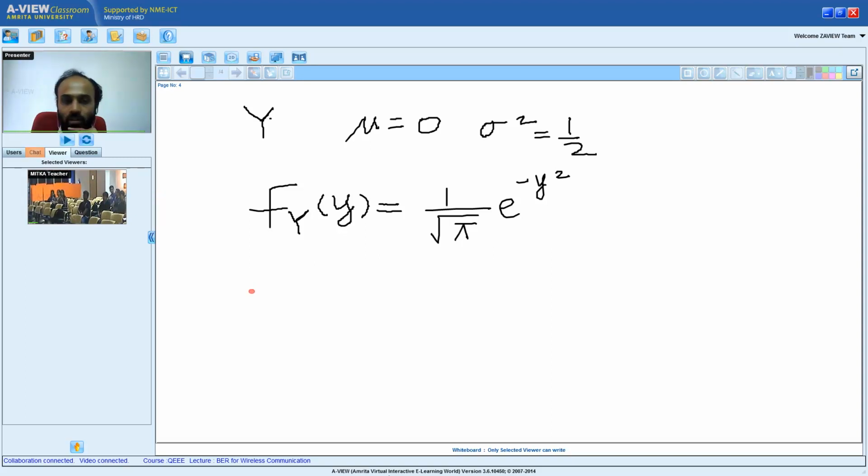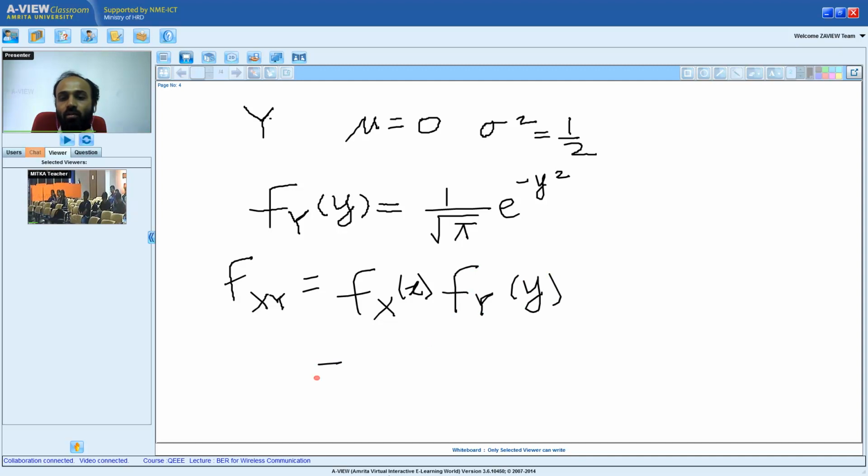So if x and y are independent, the joint distribution f of x comma y is the product of the marginal distributions, f of x into f of y. What is it equal to? MIT, can you tell me now what is the joint distribution? 1 by pi e raised to minus x square plus y square.